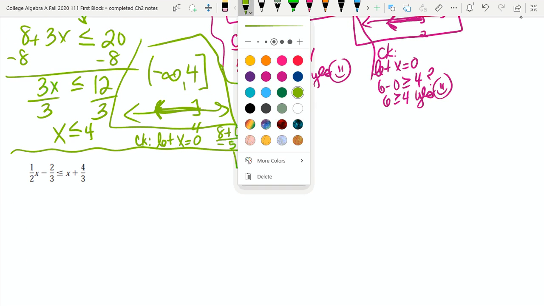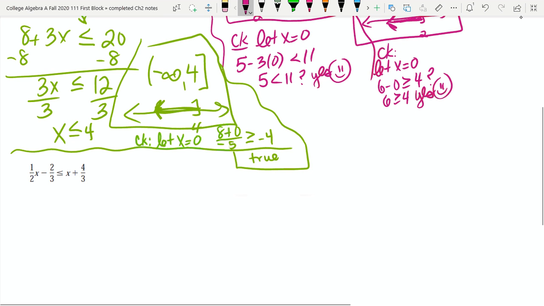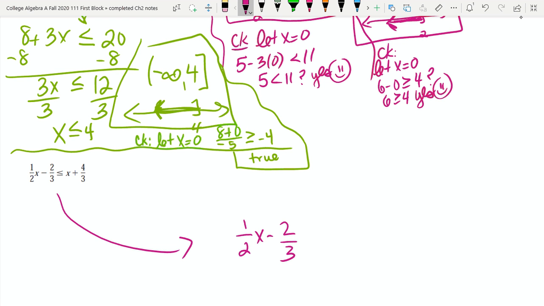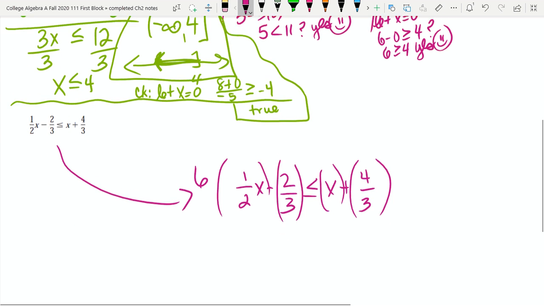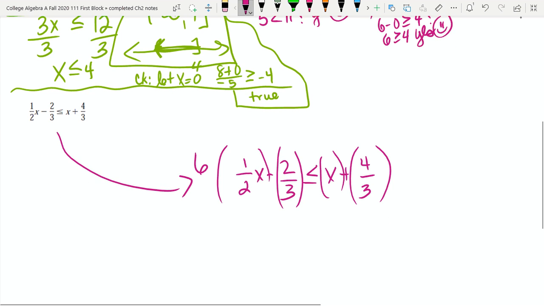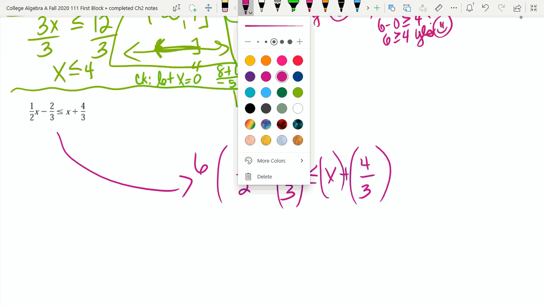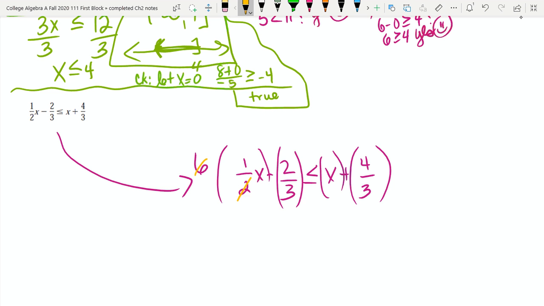All right, last example here in this set. I'm going to pull this over here and rewrite it. Let's have more space. So 1/2 x minus 2/3 less than or equal to x plus 4/3. Again, these are those with fractions, so I'm going to multiply by a common denominator, which is 6. And then reduce each one. So 2 into 6 gives me 3. I need a 6 on this one, the 6 here and the 6 here. So 3 into 6 gives me 2. That doesn't change, and 3 into 6 gives me 2.